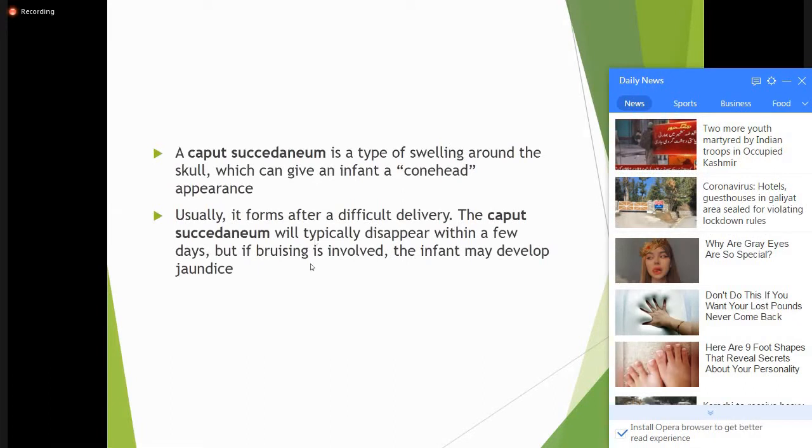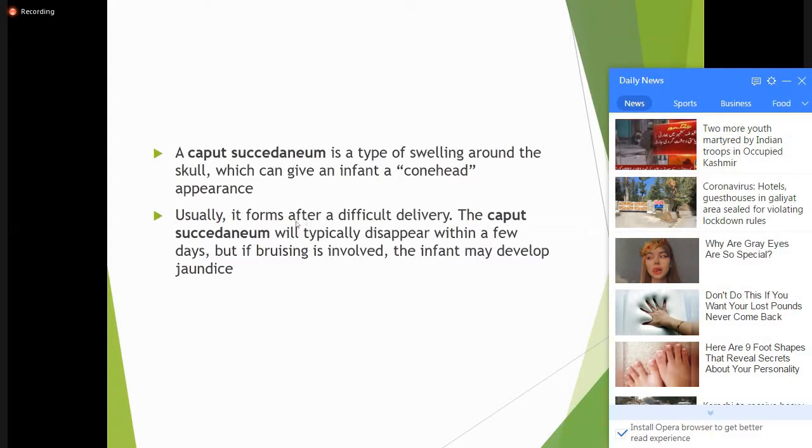Remember that caput occurs only in cases of vaginal delivery, or in case of cesarean delivery, if a trial of labor was given and there was any obstructed labor, and then the patient ended up with a cesarean delivery, even in that case, the caput may be there. But if it is a planned cesarean delivery, then the caput is usually not there.